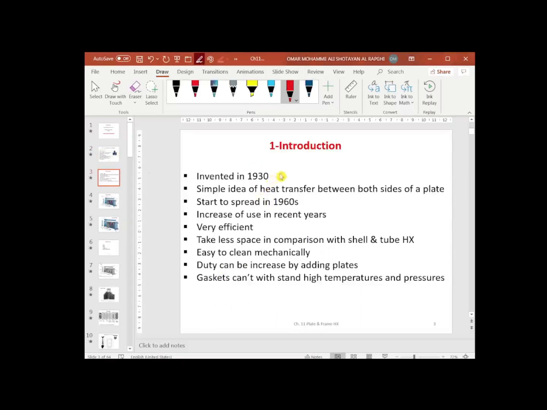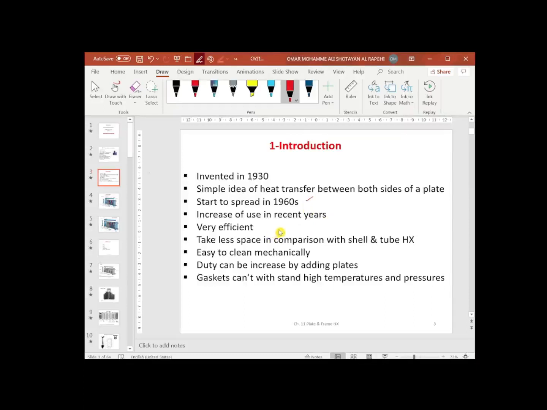This heat exchanger was invented a long time ago, in the 1930s. The simple idea of this plate heat exchanger is that you have a plate. On one side you have a hot fluid and on the other side you have a cold fluid. It started to spread in the 1960s. Its use has increased in recent years.